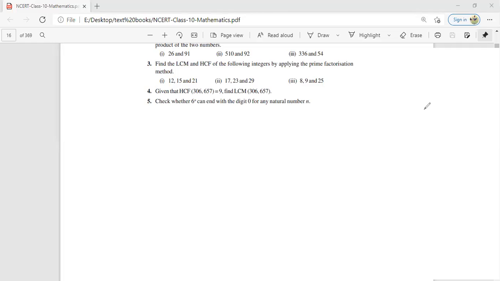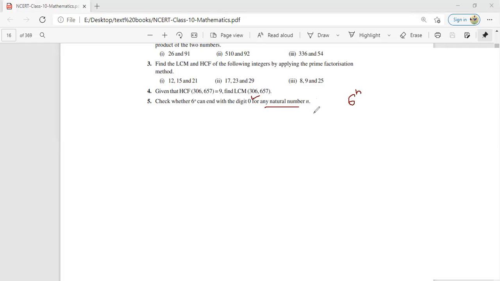Now we'll see question number 5. Here we try to understand whether 6 raised to power n, where n can be 1, 2, 3, any number, n is any natural number, can end with the digit 0. Will this number end in zeros or not?